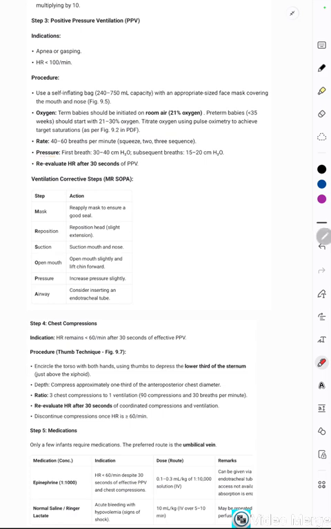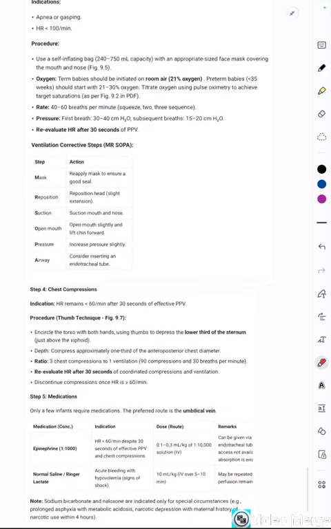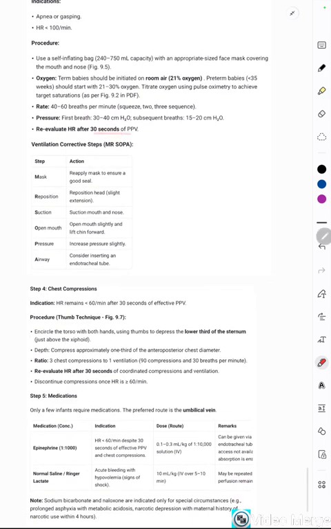Then the pressure: for the first breath, the pressure should be 30 to 40 centimeters of water, and in the subsequent breaths it should be half, that is 15 to 20 centimeters of water. And reevaluate the heart rate after 30 seconds of positive pressure ventilation.